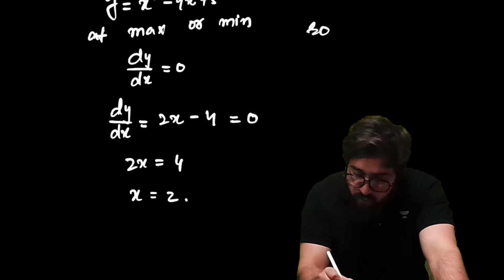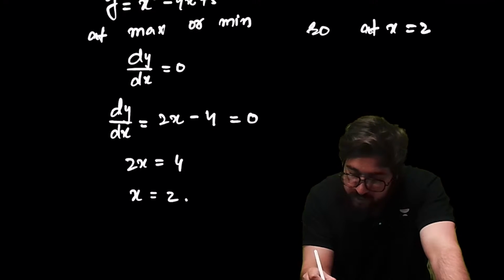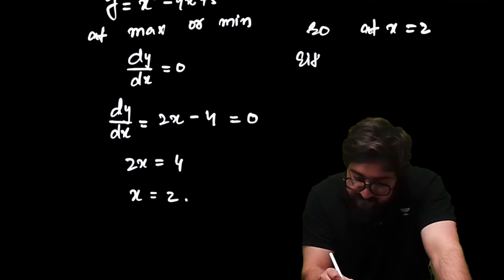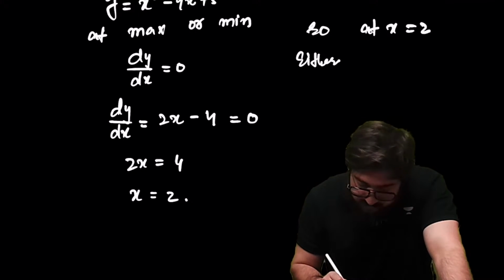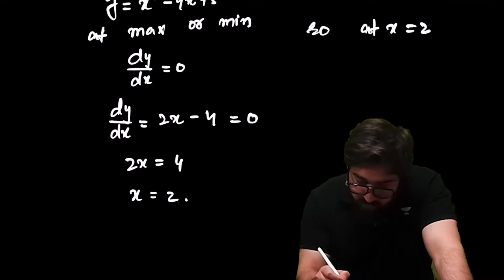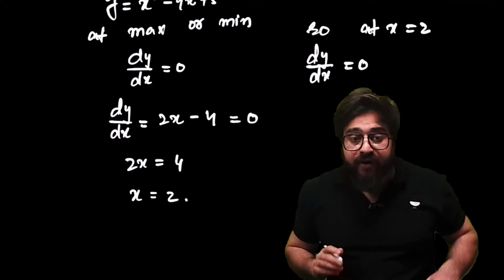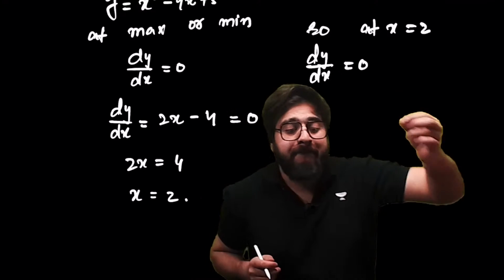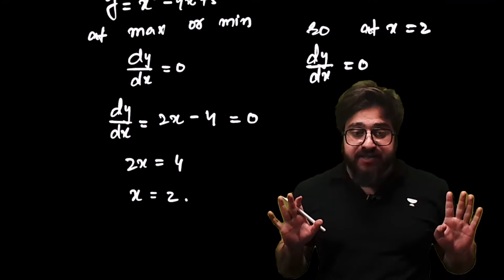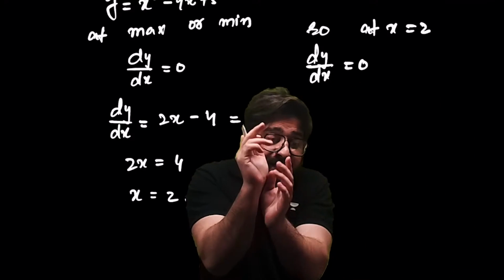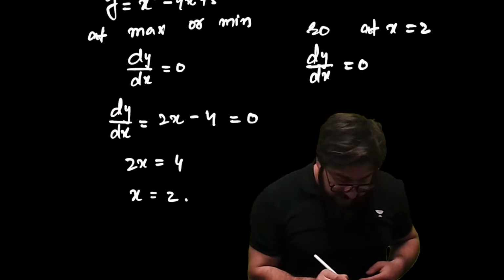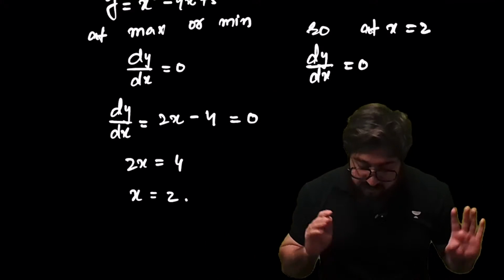So at x is equal to 2, dy divided by dx is equal to 0. So it is either minima or maxima. Now, how to find if it is maxima or minima?